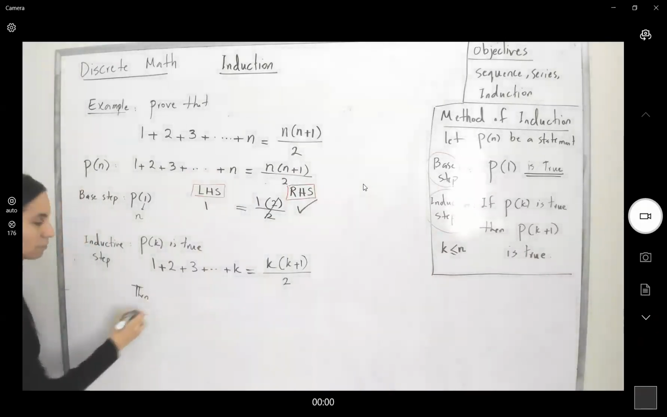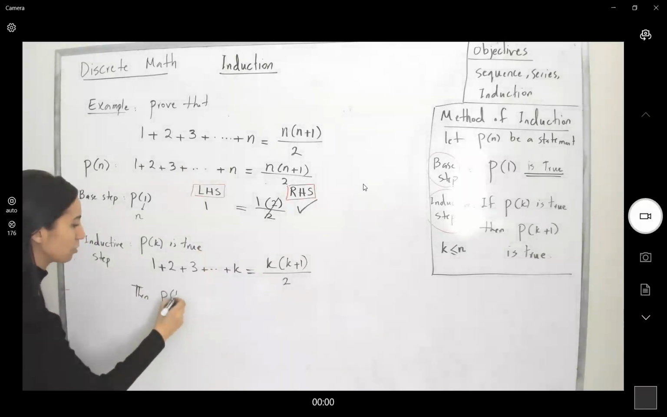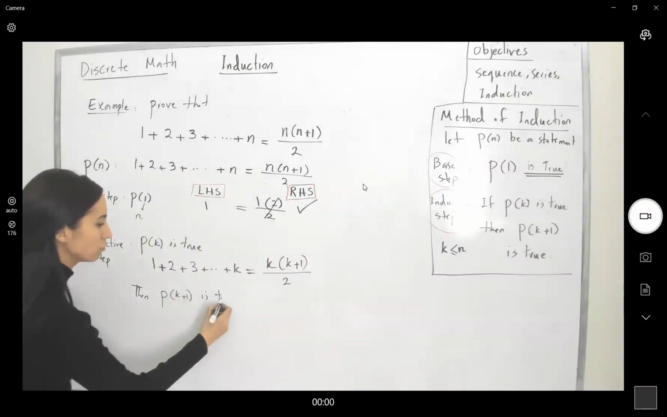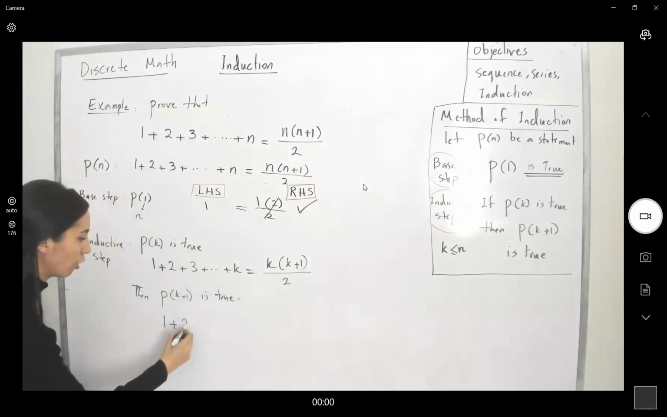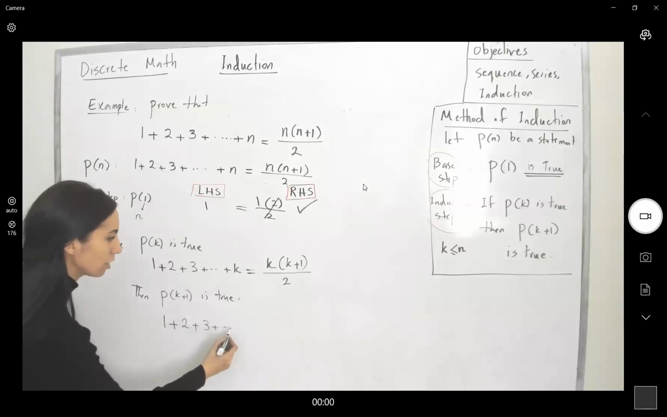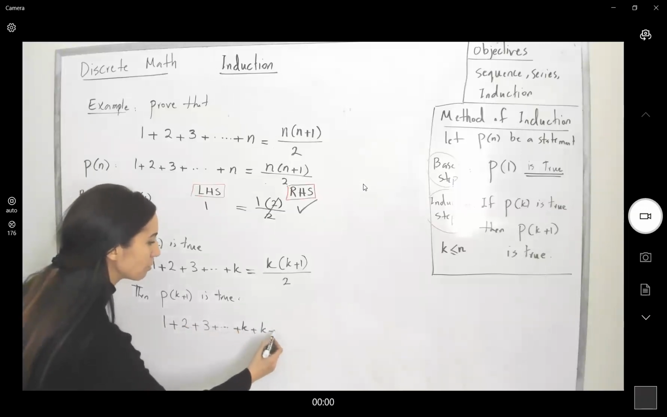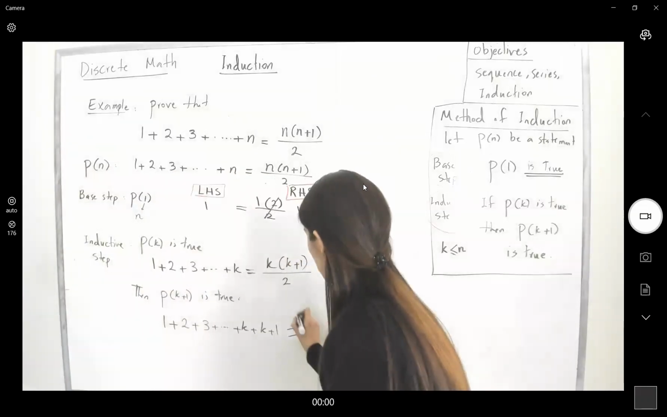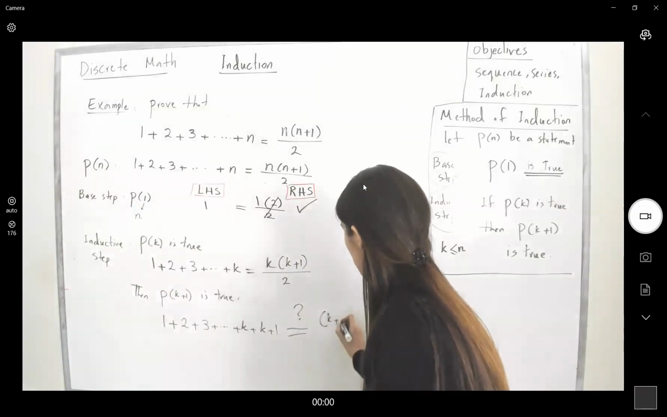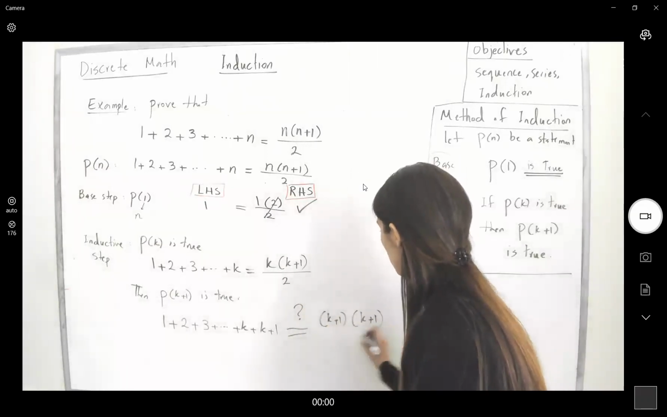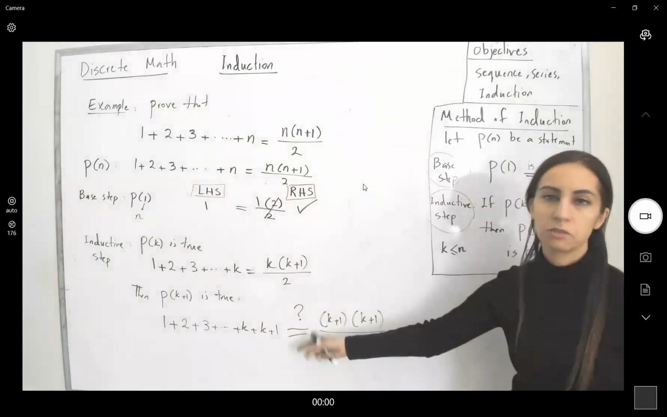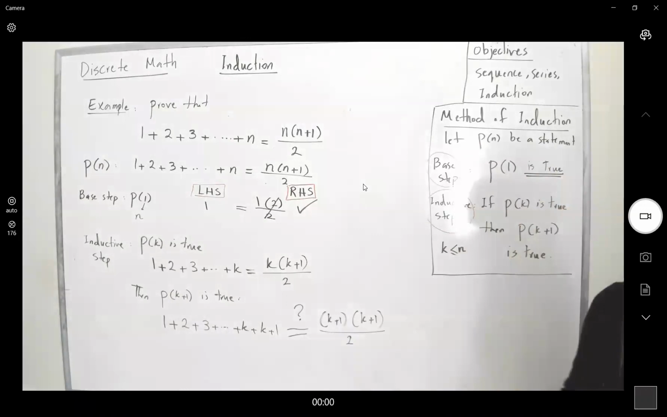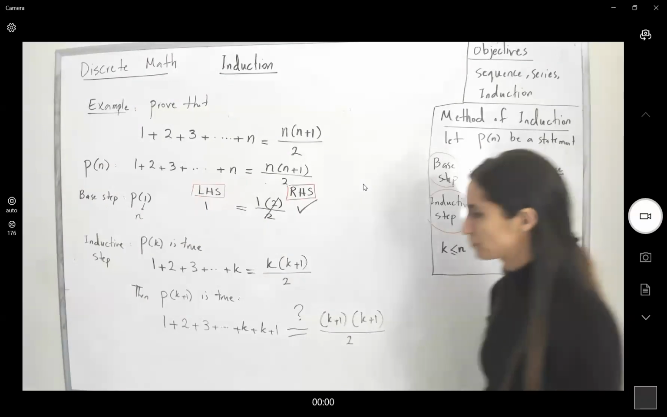Then we need to show that P(k+1) is true. Okay, what does it mean? It means that I need to show that 1 plus 2 plus 3 up to k plus 1 is equal to (k plus 1) times (k plus 1 plus 1) divided by 2. If I show this, then I prove the whole statement P(n). How do I show that?